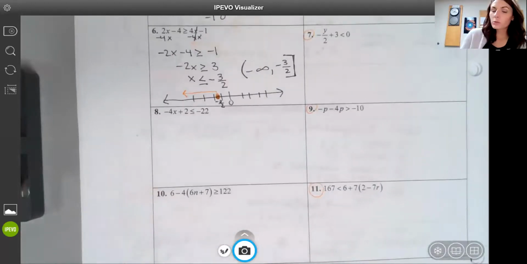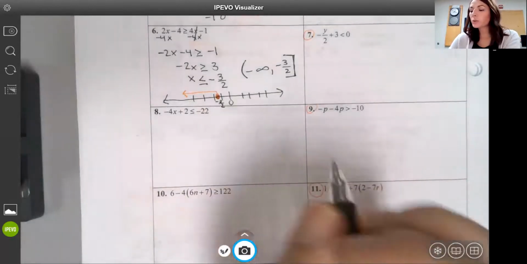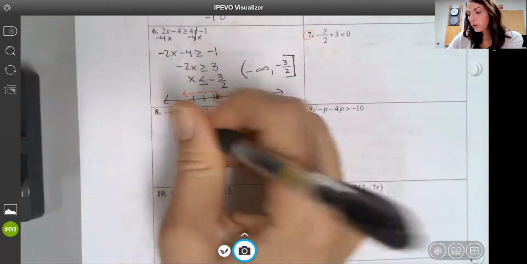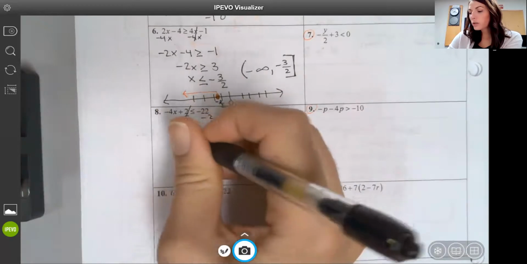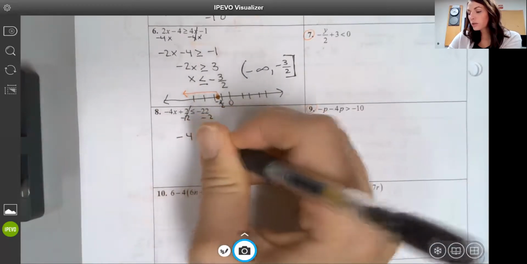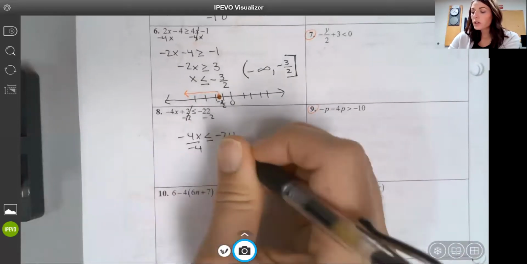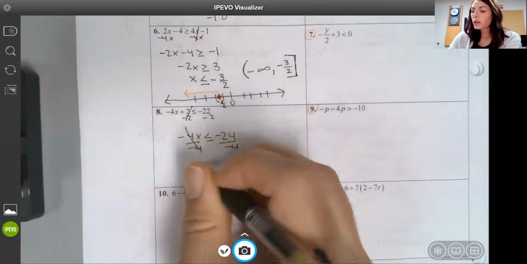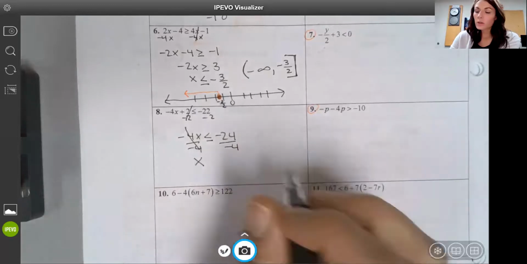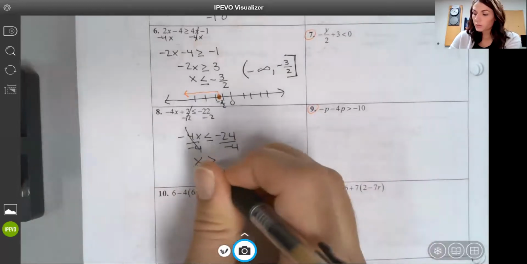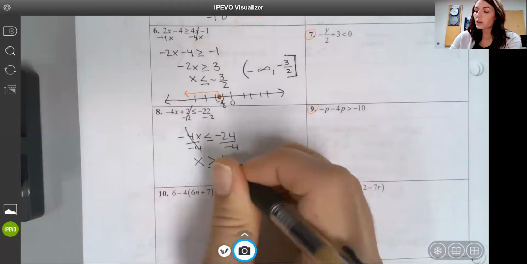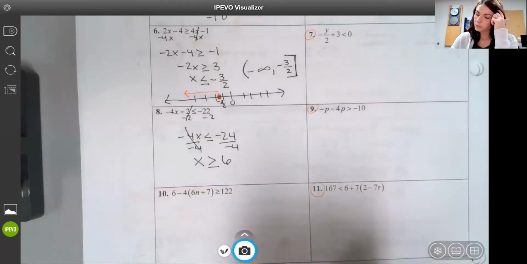On 8, I don't have parentheses to clear. I don't have variables on both sides. I'm just going to solve. Subtract 2, -4x is less than or equal to -24. Divide by -4. I'm dividing by a negative, so I need to flip my sign. And it would give me x is greater than or equal to 6.